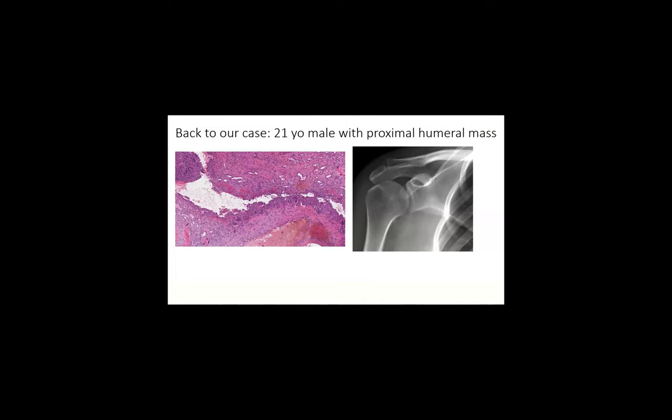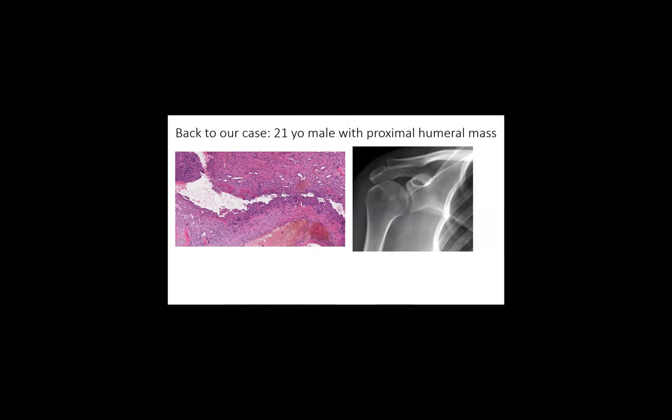So back to our case, we have a 21-year-old with a proximal humerus mass. We have a cystic lesion with giant cells. Within the fibrous septa, we're seeing bland spindle cells with osteoid. I don't know if you can say anything about this. It's not too much to look at, but what would your differential be for this?